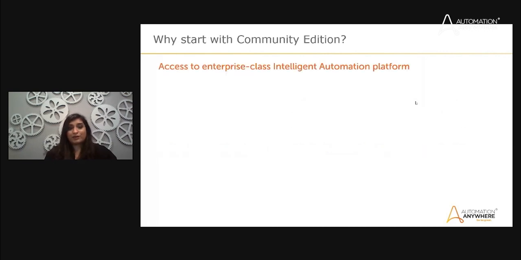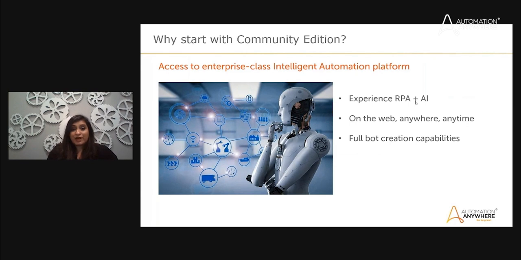And why get started with Community Edition if you're starting your automation journey? So again, Community Edition provides you access to our entire platform. And the unique piece is that you get access to not only RPA, but also the AI components. And this is very different in the sense that you can train AI and you can actually put it to use in real-life scenarios that make an impact.